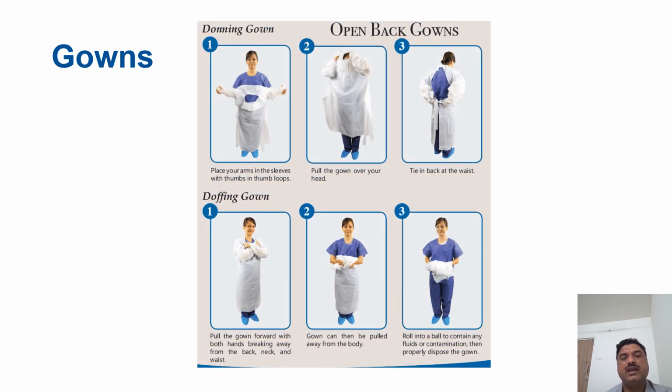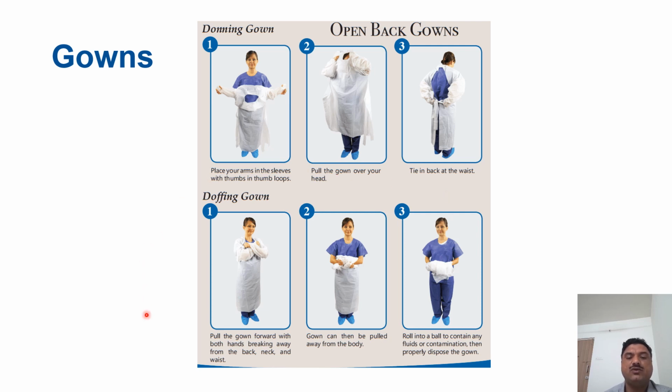While wearing gowns of the open-back type, one can put their arms in the sleeves of those gowns. Then they can pull the gown over the head. Finally, they can tie the gown at the back at the level of the waist.